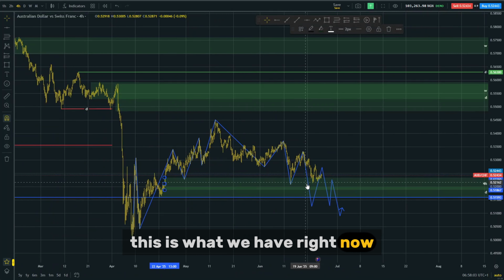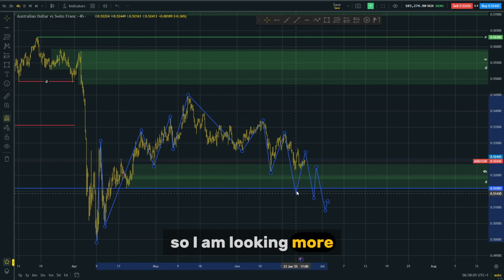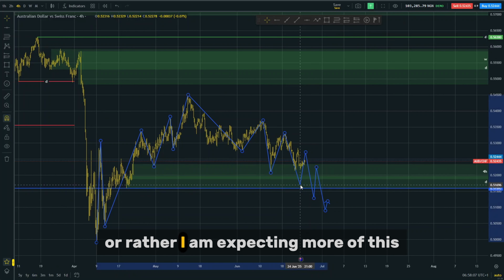This is what we have right now. So I am expecting more of this. Price could either come below and then start to push upwards. This is what I personally would like to see. It doesn't mean the market should do it, but this is personally what I would like to see.